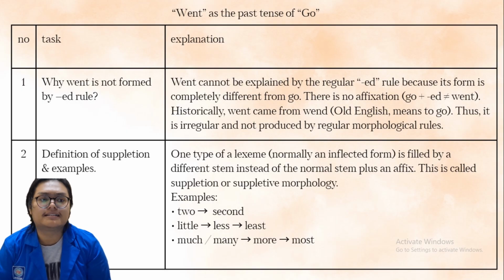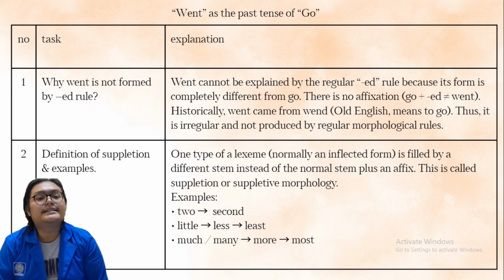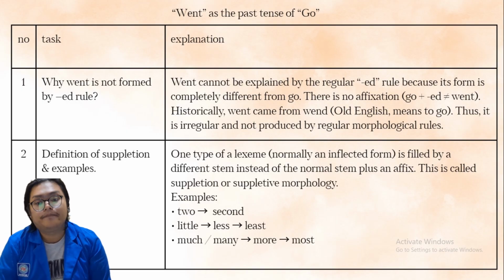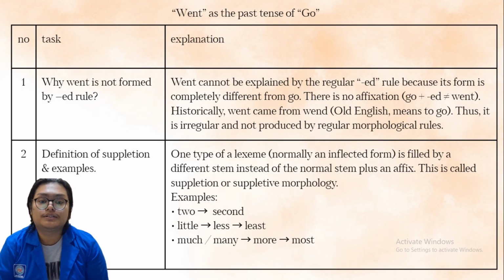Goed doesn't match with went. Historically, went came from wendan, Old English meaning to go. Thus, it is irregular and not produced by regular morphological rules. Number 2, definition of suppletion and examples. One type of lexeme, normally in its inflected forms, is filled by a different stem instead of the normal stem plus an affix. This is called suppletion or suppletive morphology. Examples: good, better, best; little, less, least; much or many, more and most.